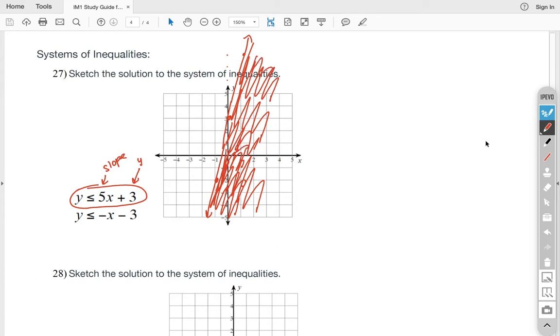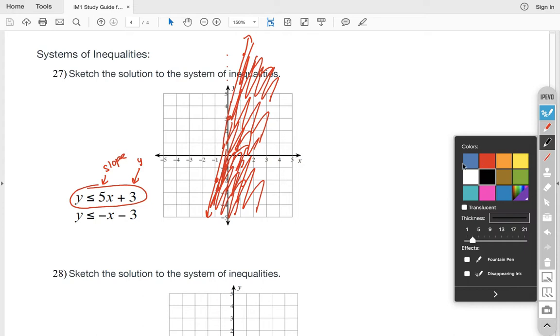All right, now let's do a different color. Let's do blue. We have negative 3 as our y-intercept, so right down here. And we have a negative slope of negative 1, down 1 over 1, down 1 over 1. So here's our negative slope. And this time it is also less than or equal to, so it's down this way. And where it intersects is going to be the answer.